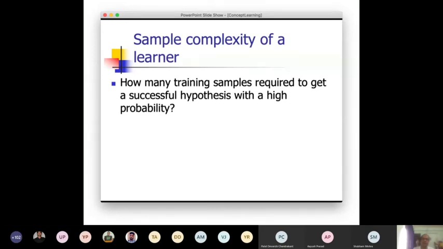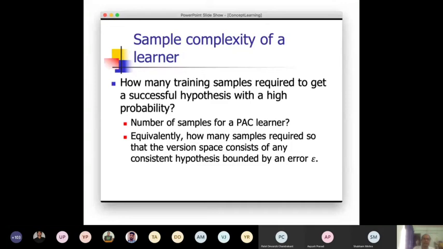So how many training samples? As you understand, if you get more samples, the strength of your hypothesis increases. That means you have seen more, so you expect that your true error should be less. So what is the number of samples? The question is put this way: how many samples are required so that the version space consists of any consistent hypothesis bounded by an error epsilon. So you are considering that.